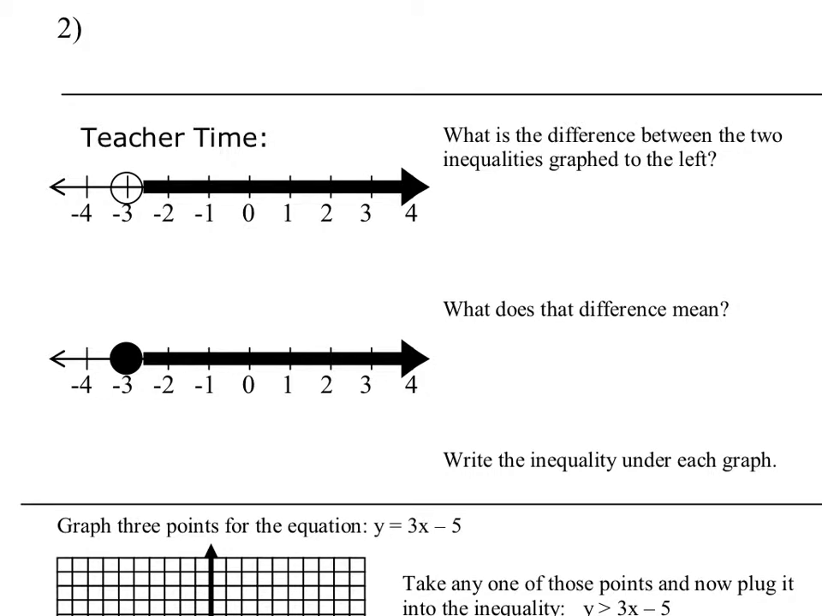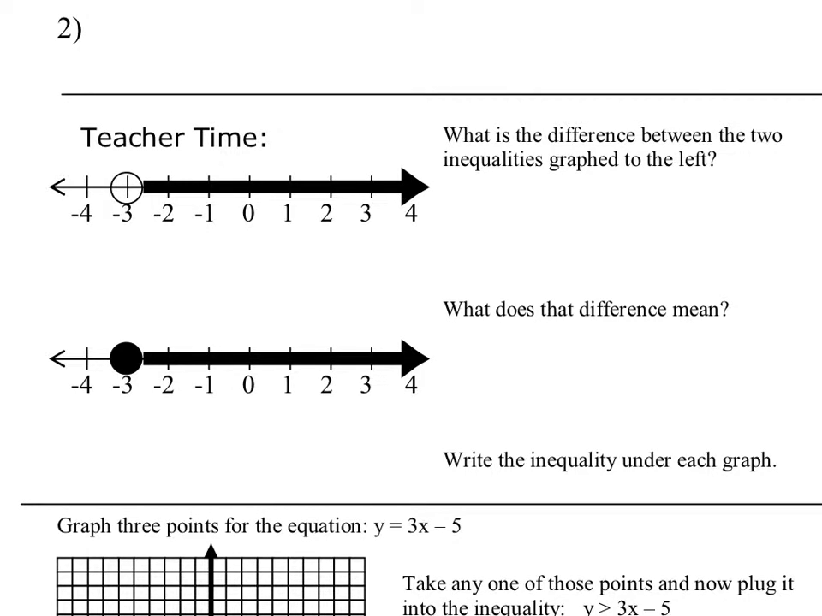So I've actually got some instructions that I want you all to do independently. It should only take you about 45 seconds. I want you to answer these 3 questions about these 2 graphs of single variable inequalities. Okay? Please go ahead and answer these 3 questions. What is the difference between the 2 inequalities? What does the difference mean? And I want you to write the inequality that each number line represents.